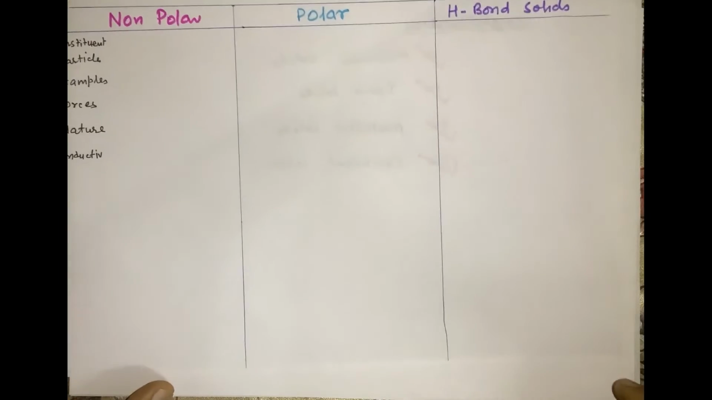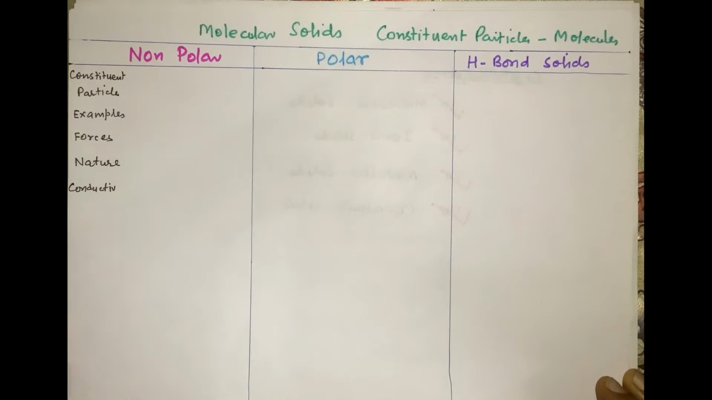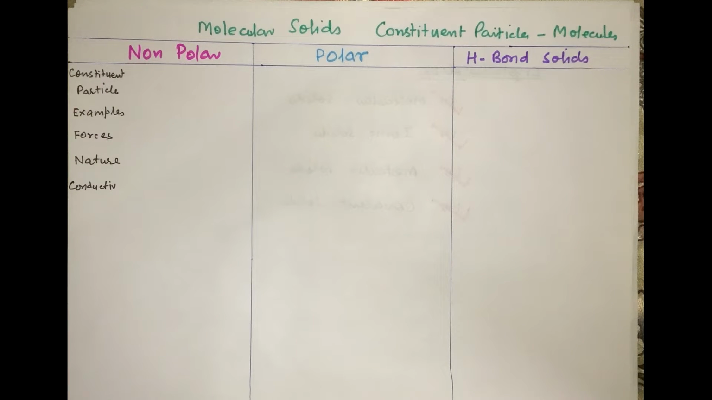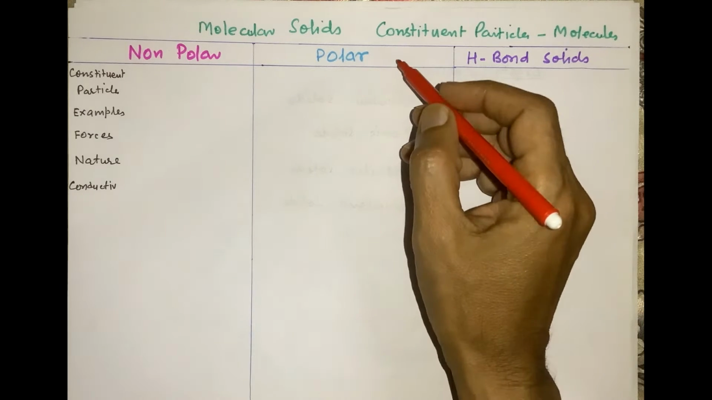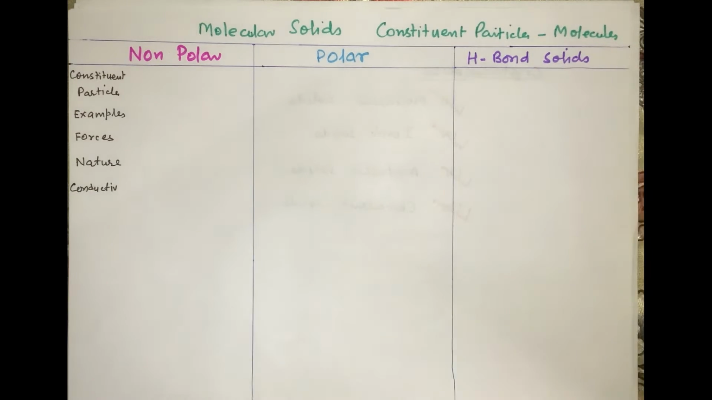First comes molecular solids. The molecular solids are those crystalline solids in which the constituent particles are the molecules. There are three types of molecular solids. One is non-polar, second is polar, and third is hydrogen bonding solids. So we will study these three types of molecular solids.